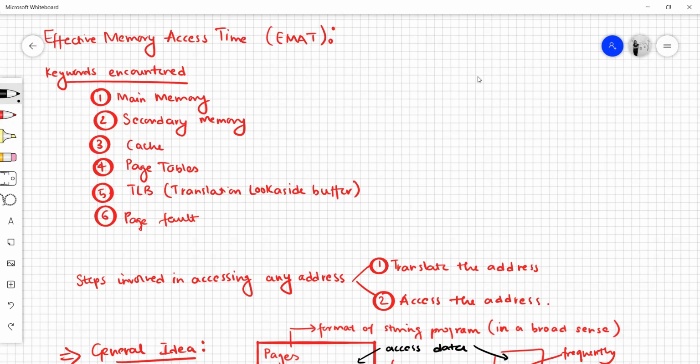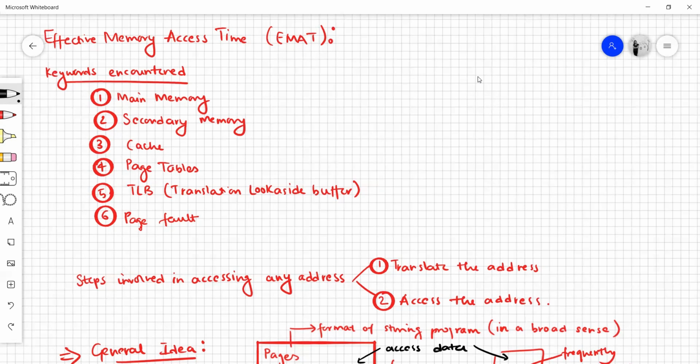So we have these general keywords encountered in such questions: main memory, secondary memory, cache, page table, TLB, that is the translation lookaside buffer, and then the page fault. So we'll very briefly go through it because most of you must be knowing these topics.